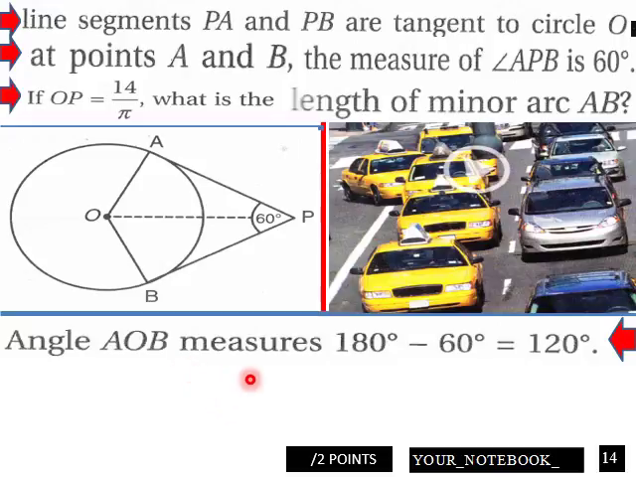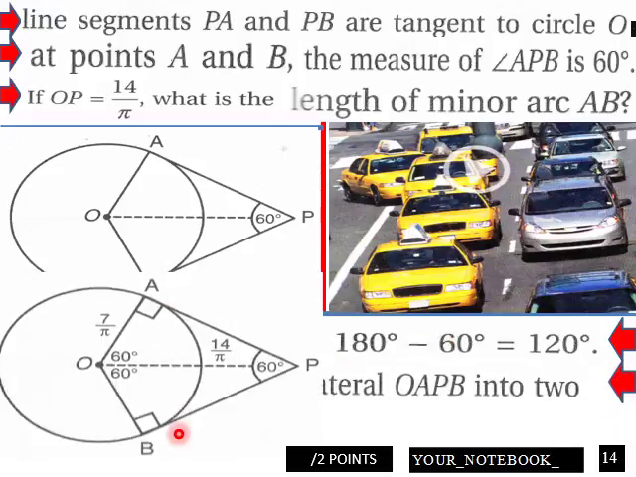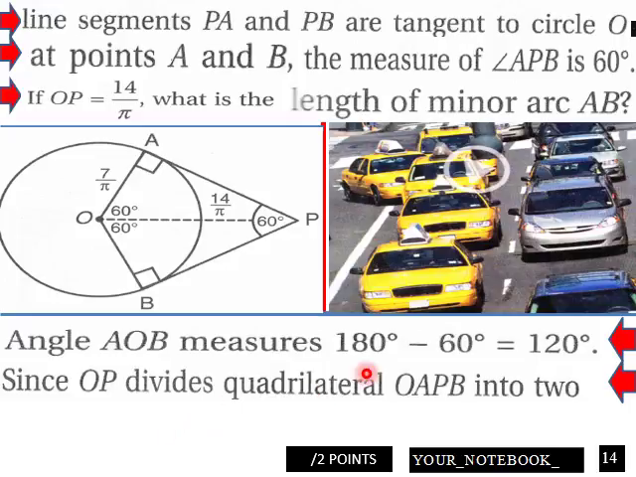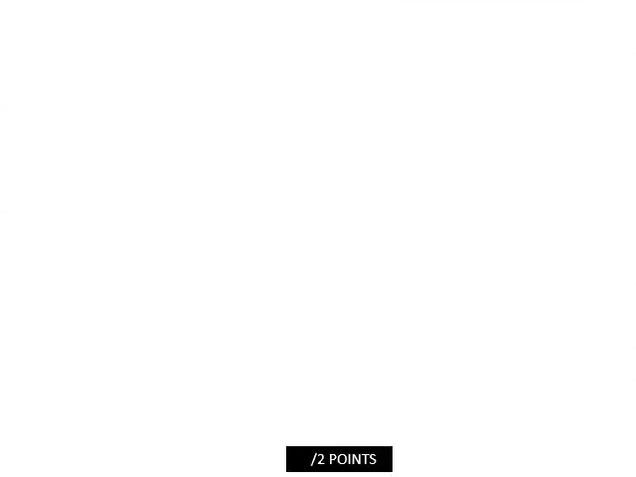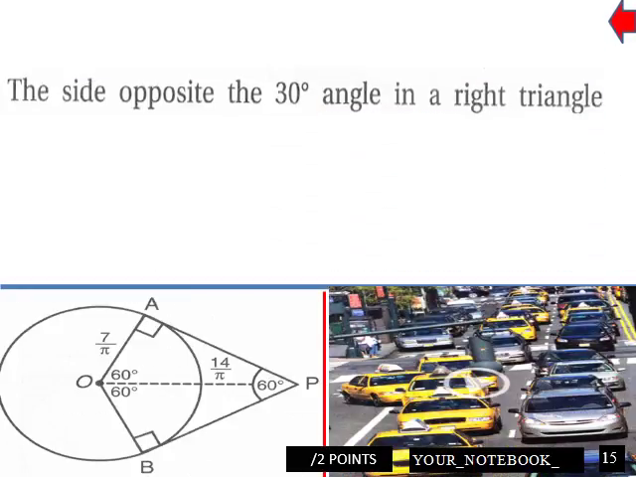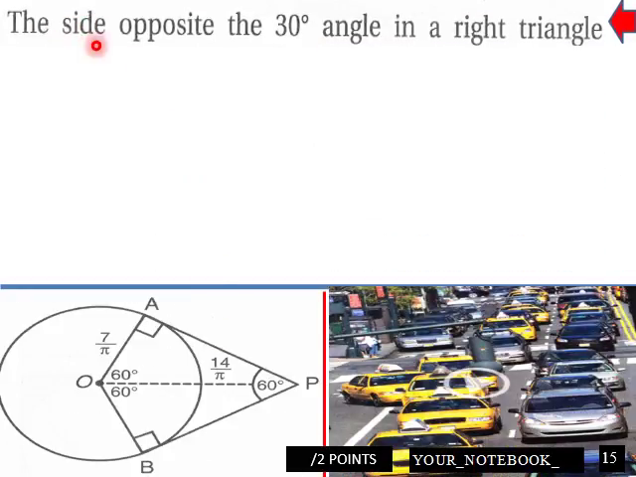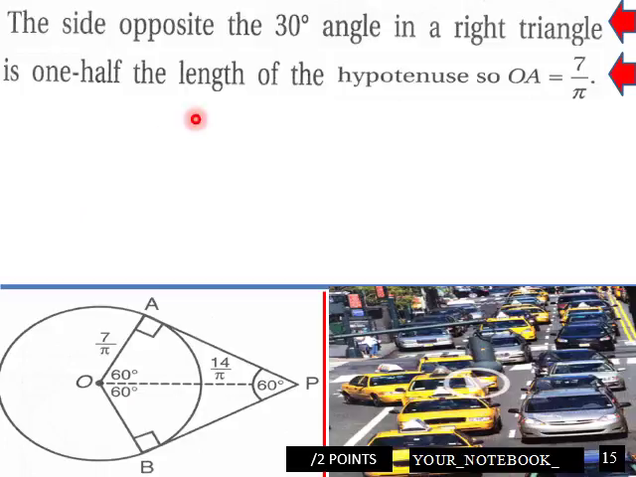Angle AOB measures 180 minus 60, which is 120. Since OP divides quadrilateral AOBP into two congruent right triangles, the side opposite the 30-degree angle in a right triangle is 1/2 the length of the hypotenuse, so OA equals 7 over pi.